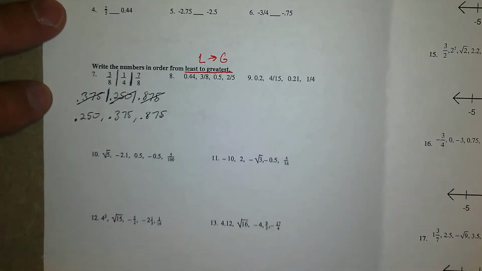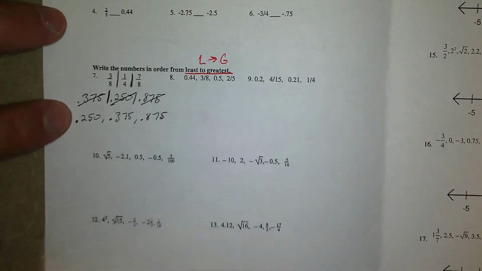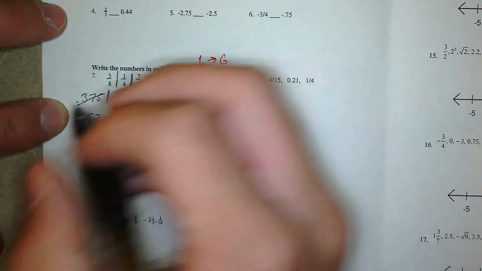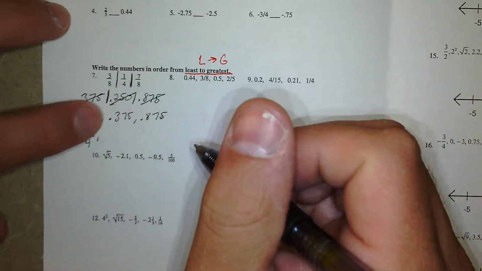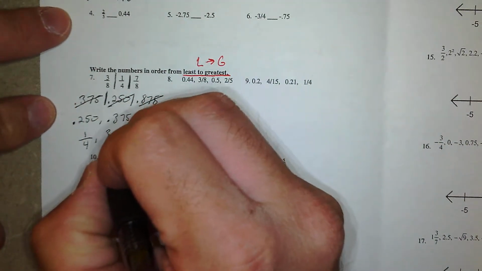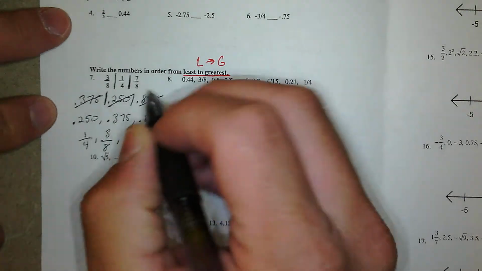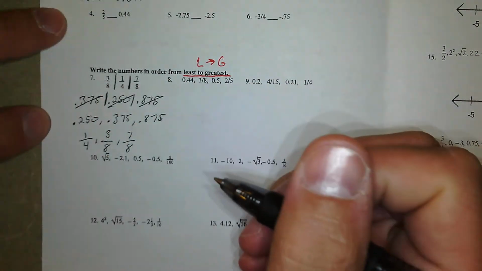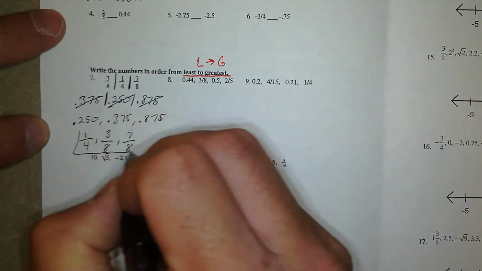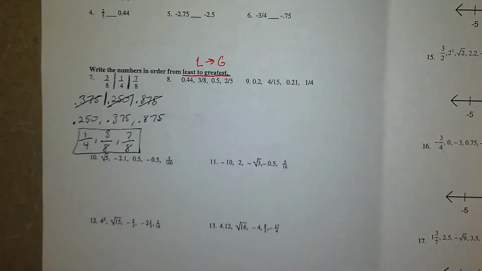Okay, now we need to convert them back to their original form. So the 0.25 correlates with the 1/4. So instead of 0.25, I'm going to put 1/4. 0.375 goes with 3/8. And the 0.875 goes with the 7/8. So my answer would be 1/4, 3/8, and 7/8, and that's putting the numbers in order from least to greatest.